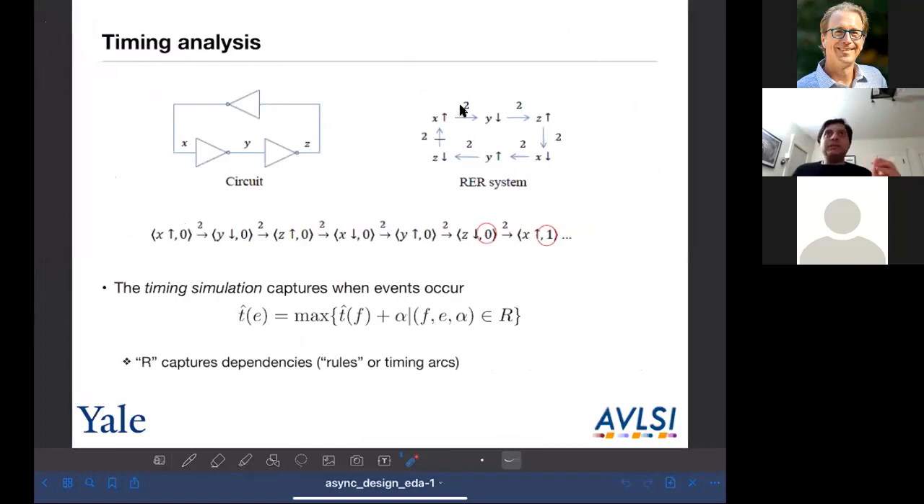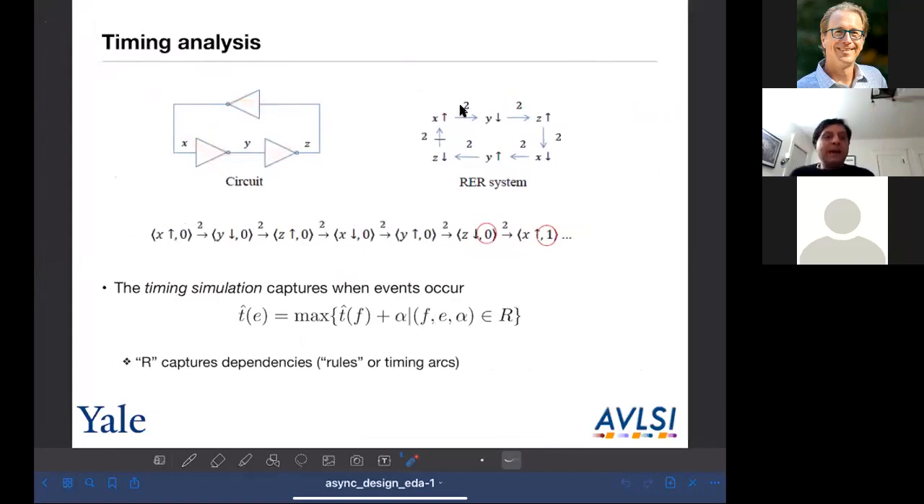So I wanted to spend most of the rest of the time on talking a little bit about timing analysis to give you a flavor for the complexity of the problem. And to just illustrate this, let's say I just have a simple ring oscillator, right? This is my simplest asynchronous circuit. It's just an oscillator, right?